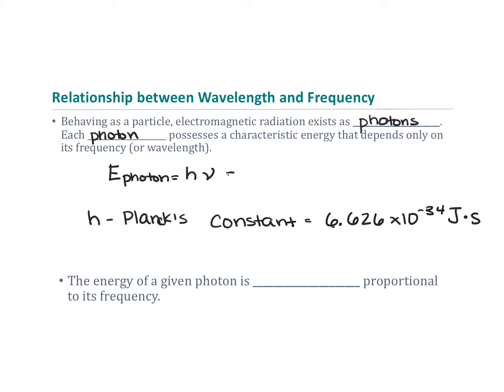Now, we also know because frequency equals the speed of light over the wavelength of a photon, that the energy then can equal Planck's constant times the speed of light over the wavelength there. Now, the energy of a given photon is directly proportional to its frequency. So as frequency increases, so is the energy going to increase. Okay, and so that's one of the things that we see there.